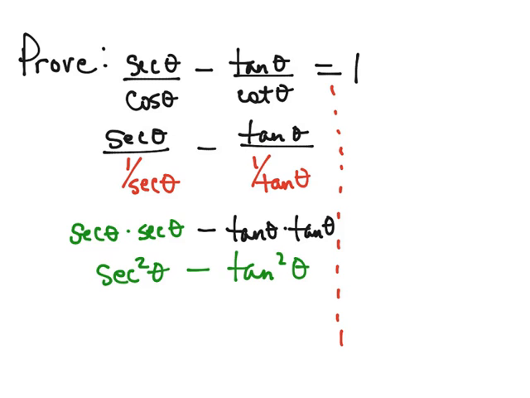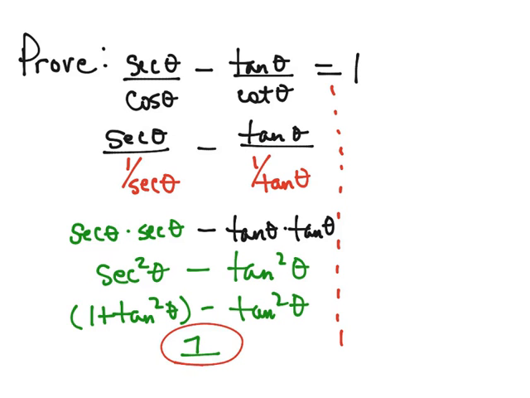Secant squared minus tangent squared. A secant squared is a 1 plus a tangent squared, minus a tangent squared. If we collect like terms, the tangent squareds are going to cancel out, and we end up with 1. The left side is equal to 1. The right side is equal to 1. So we have proved that identity.